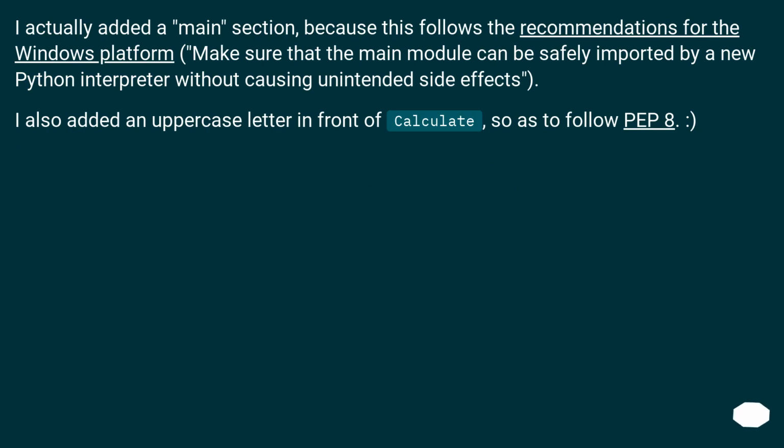I actually added a main section, because this follows the recommendations for the Windows platform: make sure that the main module can be safely imported by a new Python interpreter without causing unintended side effects. I also added an uppercase letter in front of calculate, so as to follow PEP 8.